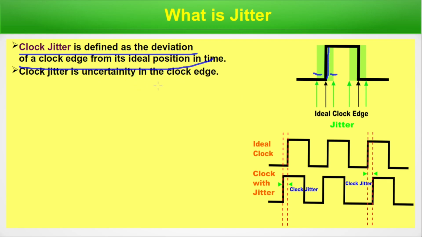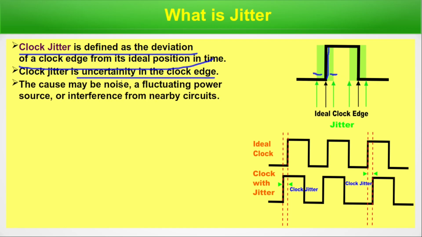Clock jitter is uncertainty in the clock edge, when this clock edge will come or its position, as we can see. The cause may be noise, a fluctuating power source, or interference from nearby circuits. There could be many reasons. Jitter is very much present in circuits.